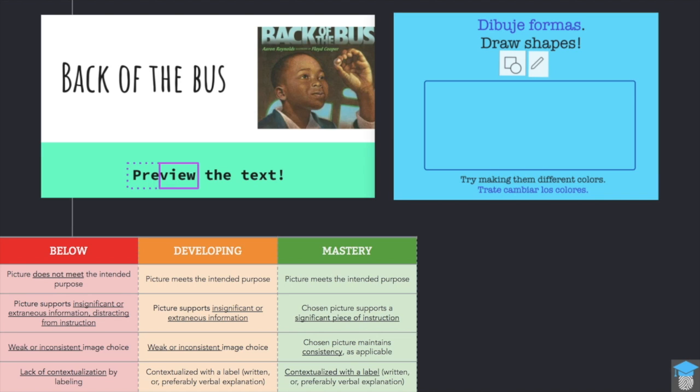The pictures are meeting our purposes. They are significant. Consistency is there with the screenshots, and it's all contextualized. These look pretty good.